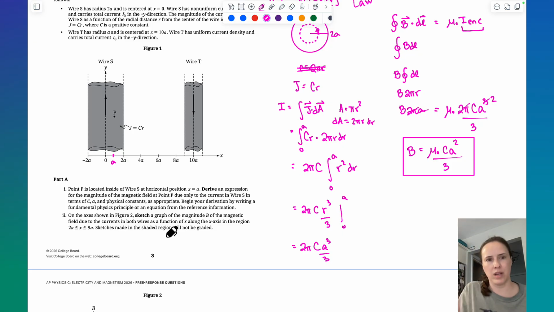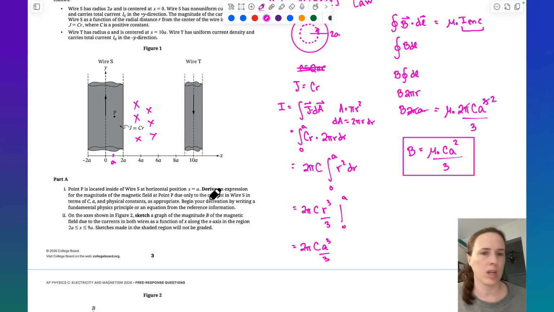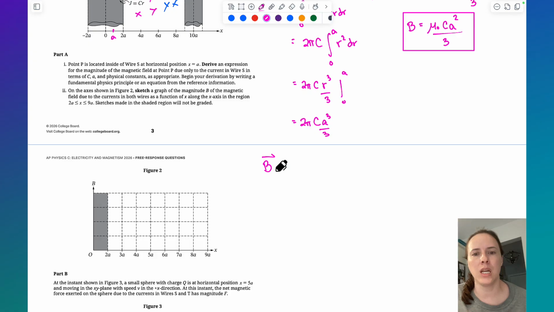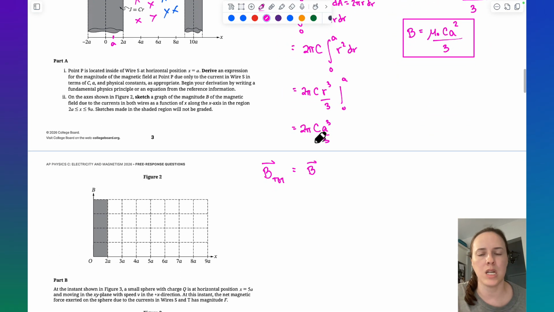So for wire S, my current is going up the page, which means my field is going to make circles into the page in this zone. My field from T, my current's going down, so my field in that zone is also going to be into the page. So that tells me that those fields are going to end up adding. So my B total is going to be B from S plus B from T.